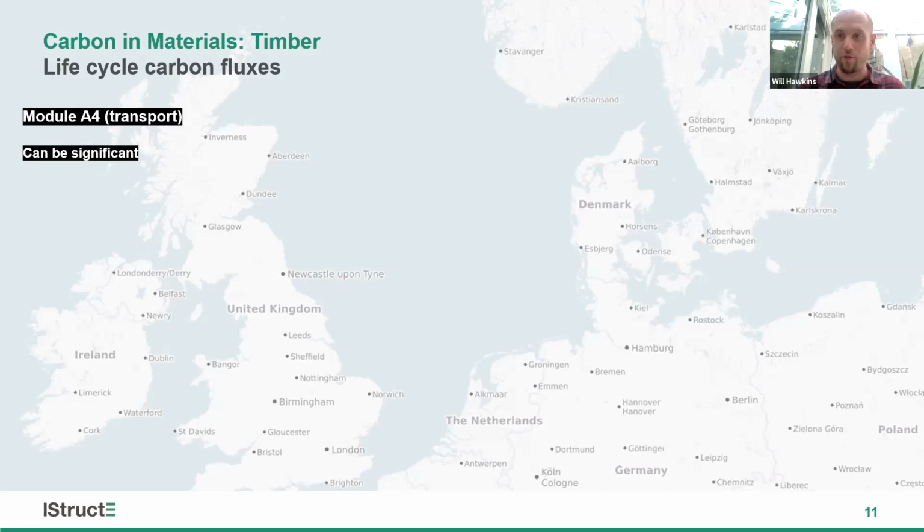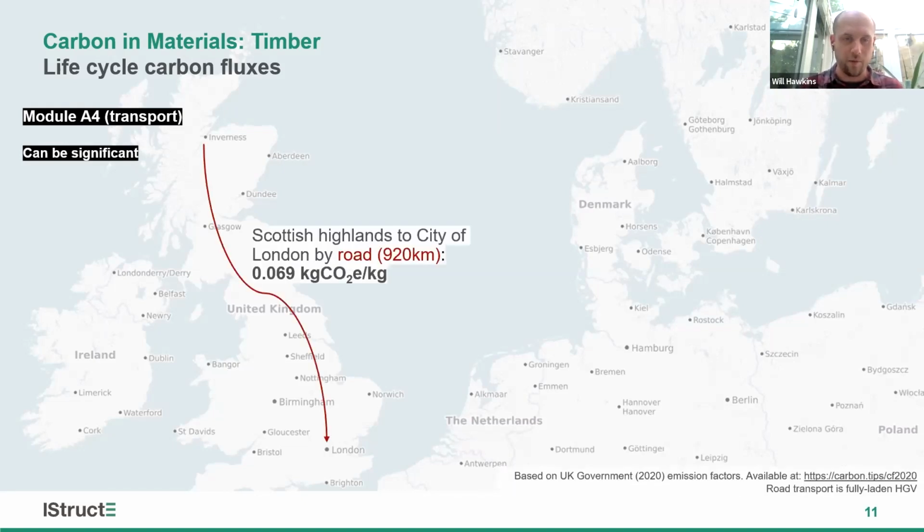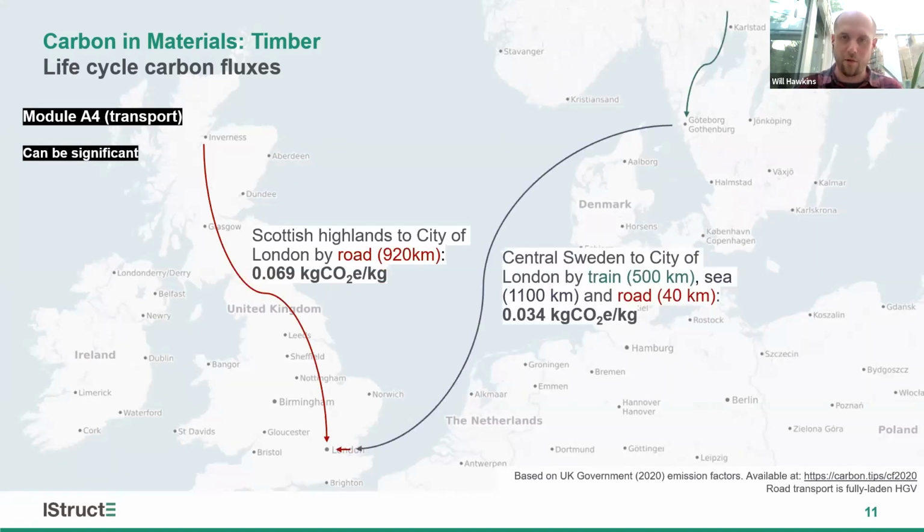We might think that sourcing it from the UK might be better, but if we do a quick calculation to compare transportation of 1 kilogram of timber from Scotland to London, we have this much CO2 per kilogram by road. We might compare that to somewhere in the middle of Sweden that gets to us via train and then ship and then a little bit of road, and it can actually be half as much. So it's quite important, particularly with timber, to know where it's coming from and how it's getting to you, because those A4 emissions can be quite large, because often the timber is being produced a long way from where it's being used.